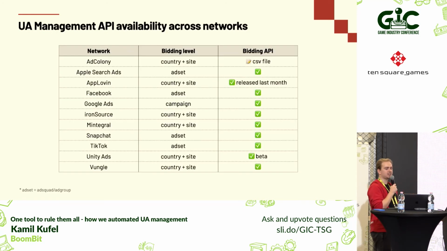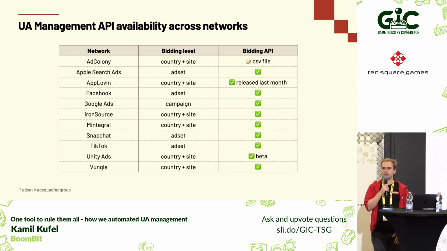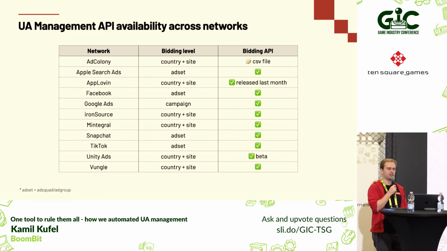So about the current state of which networks can actually be automated, the good news is that it's almost all. It has changed recently because AppLovin joined the party last month, and Unity Ads is still in beta. However, the API is accessible, so almost all of the networks can be automated this way, and we don't have to go to the network dashboards just to change bids, budgets, status, and things like that.